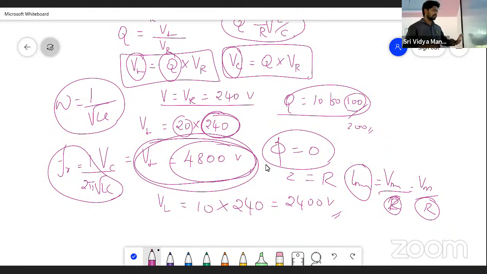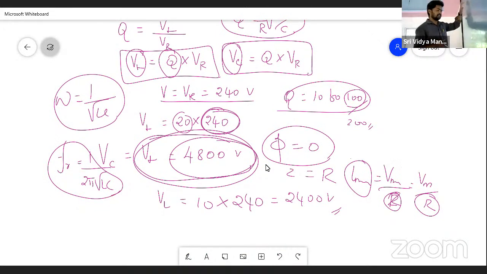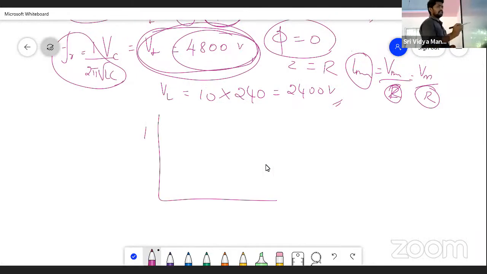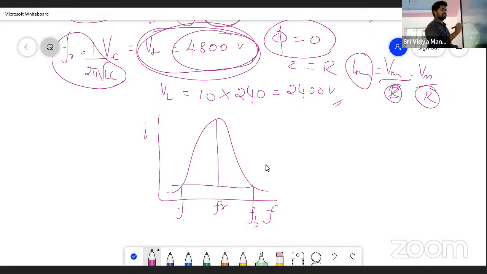You know well, I already explained this. Graph of I versus F. See, this is the resonance condition. This is the upper band frequency, and this is the lower band frequency. At these points the current is minimum, so it is not a resonance condition. And this is the resonance point, where Z is equal to R and the current is maximum. The circuit acts as a purely resistive circuit.